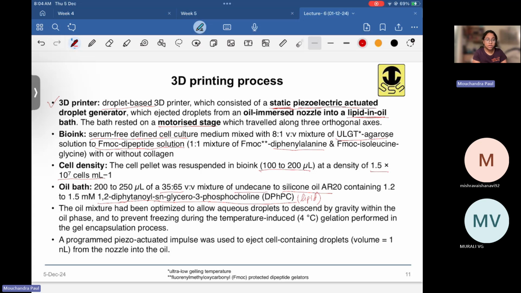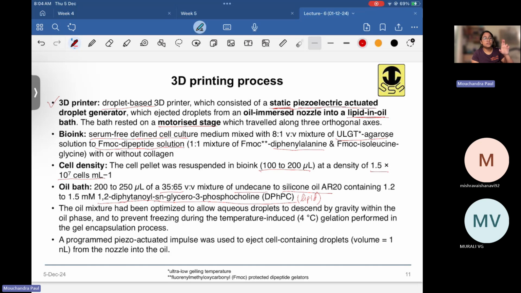They used an oil bath. They used a drop-on-demand bioprinter, a droplet-based bioprinter, and the droplets are ejected due to piezoelectric actuators. The nozzle is completely immersed in the lipid oil bath. The stage can move. The stage has the bath. So basically, the bath can move in XYZ direction.